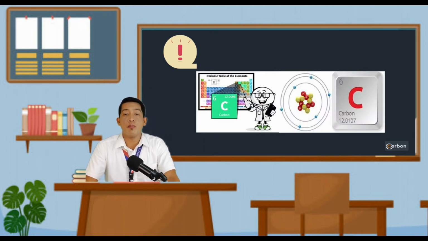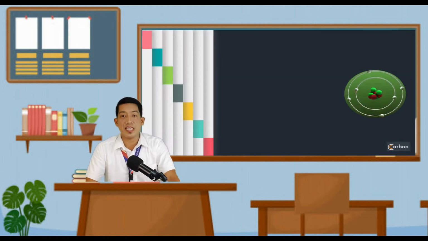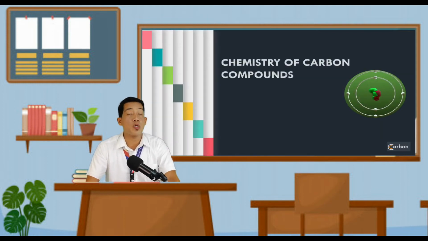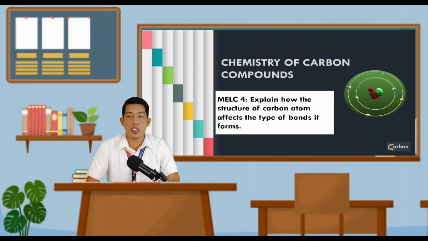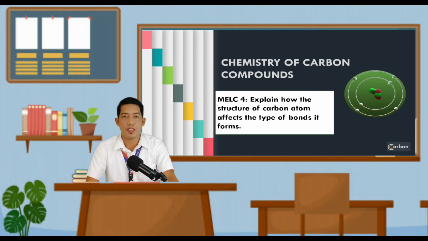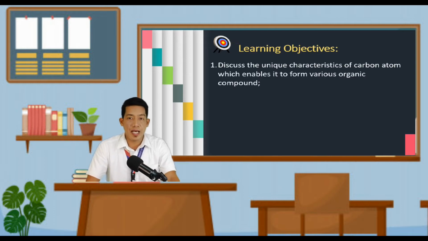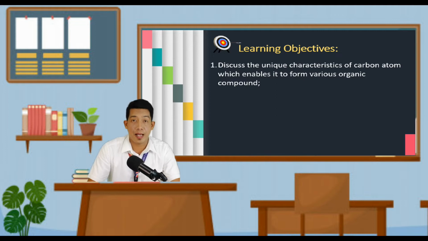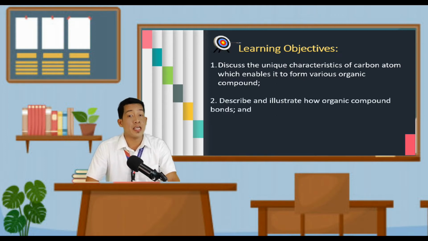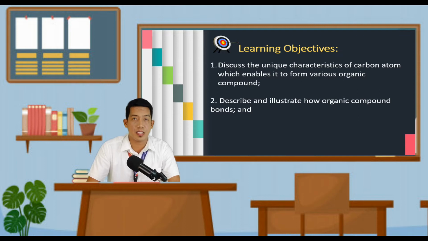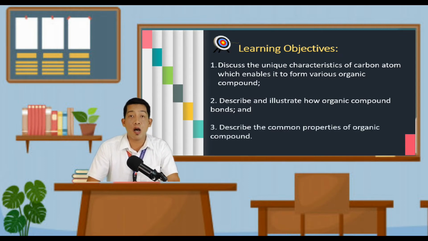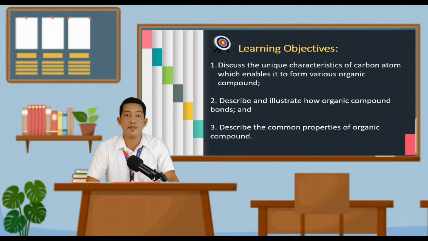Our topic is anchored on the most essential learning competency given by the Department of Education, which is to explain how the structure of carbon atoms affects the type of bonds it forms. And these are the learning objectives. First, discuss the unique characteristics of the carbon atom which enable it to form various organic compounds. Second, describe and illustrate how organic compounds bond. Third, describe the common properties of organic compounds.